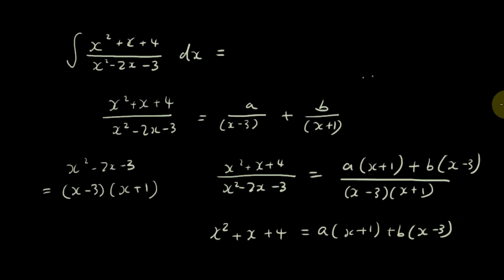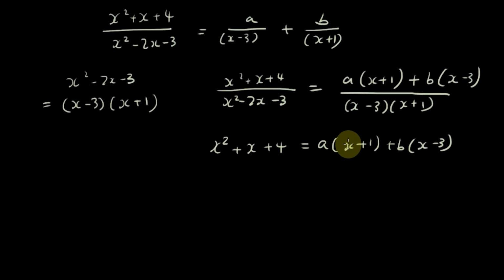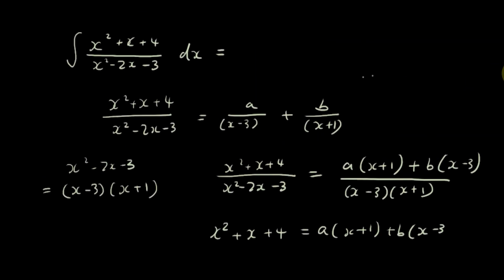Now this will never be equal. Okay, why won't it be equal? Because on the left hand side I have x to the power of 2. It's a second degree polynomial. Okay, highest power is 2. But on the right hand side, if you expand that out, it's just Ax plus A plus Bx minus 3B. The highest power of x is 1, so they're different degrees. So this will never work. Okay, if you try to do it, it won't give you the answer. So we can't continue like this. We've got to think of another way.